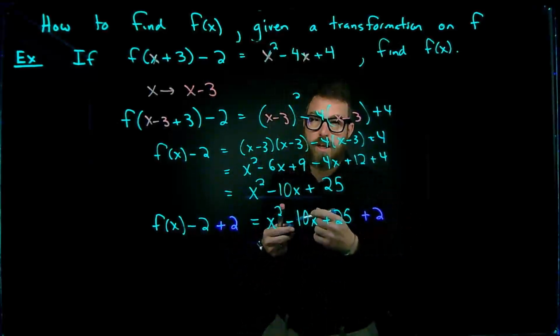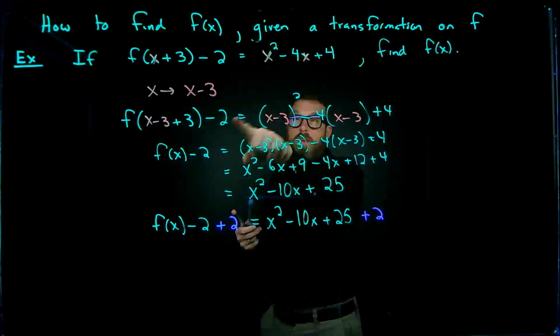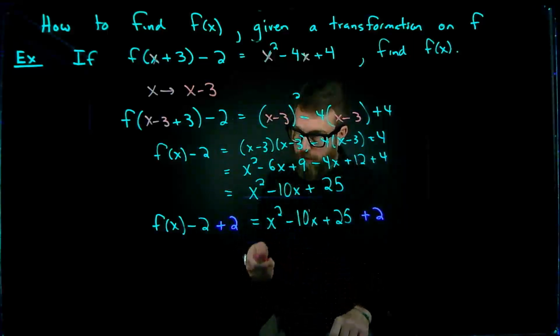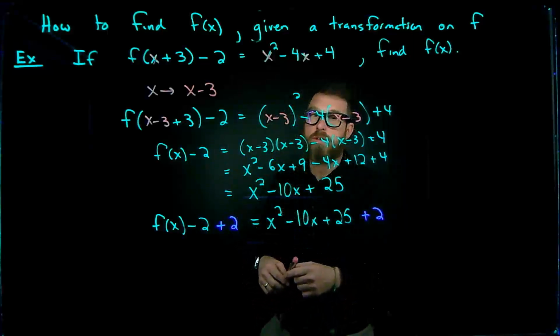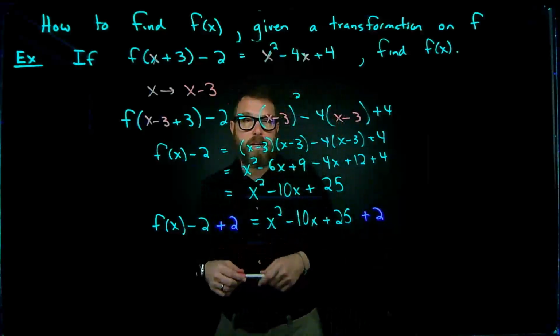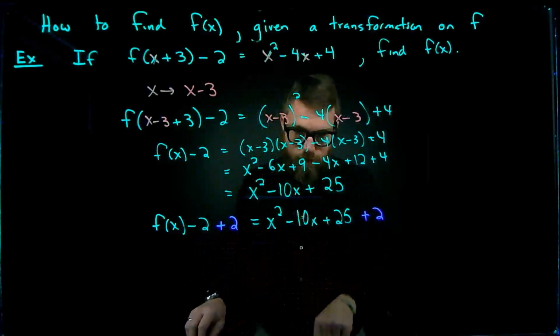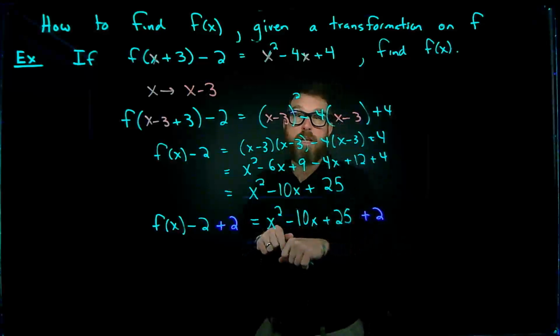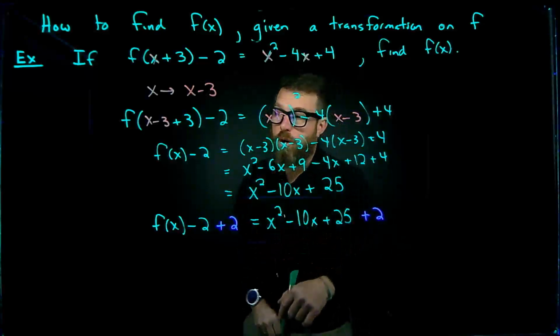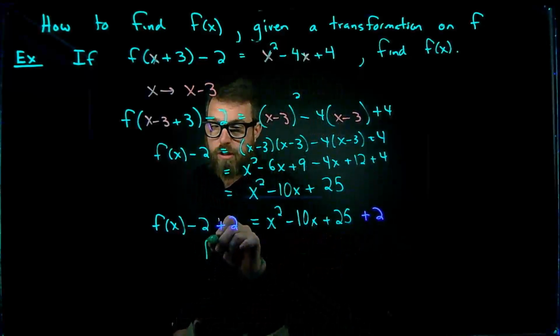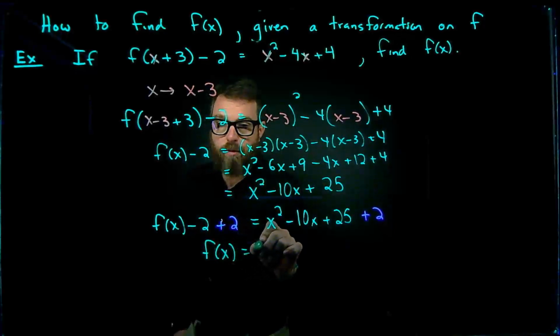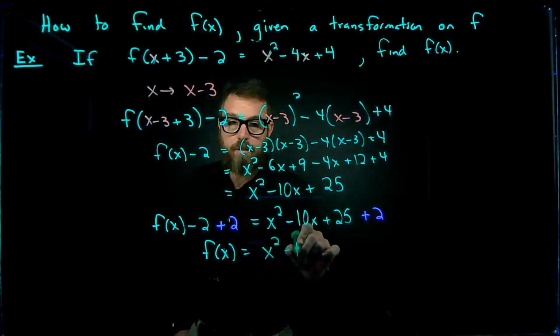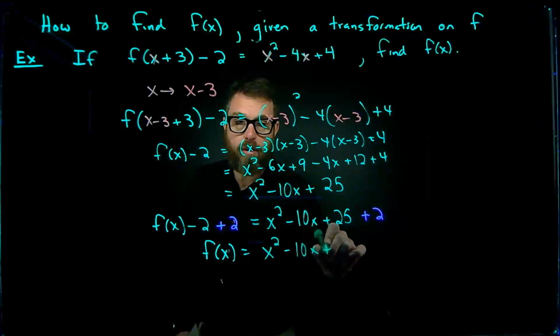So you can see that the way you handle your horizontal transformations, at least how I'm doing it, is quite different than the way you handle your verticals, because horizontals are at the input, and your vertical transformations are operations outside of the input. So then you can see that these twos are canceled, so this is simply going to be equal to f of x. And then over here I have x squared minus 10x plus 27.